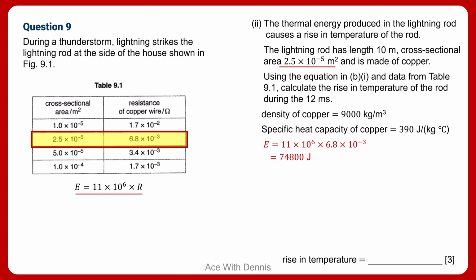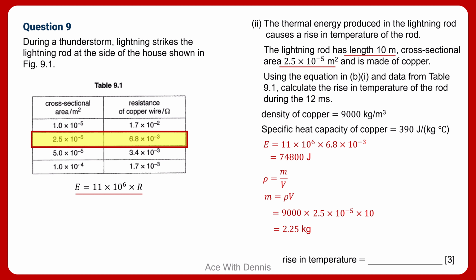Next, we need to find the mass of the metal rod. So we use the formula rho equals m over V. So the rho is the density, which is given 9,000, and we can calculate the mass, which is the density times the volume. The volume is the cross-sectional area multiplied with the length, which is given 10 meters. The cross-sectional area based on the table is 2.5 times 10 to the power negative 5, and then times the length 10. We get the mass is 2.25 kilograms.